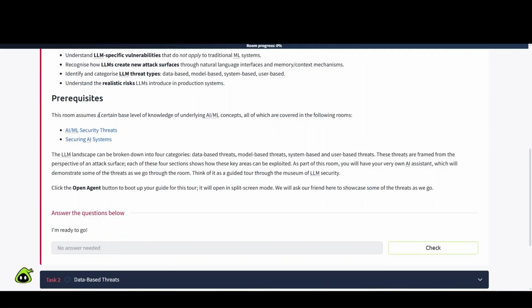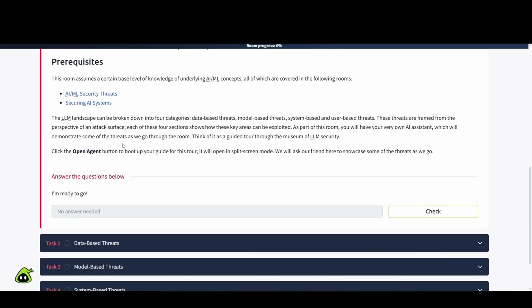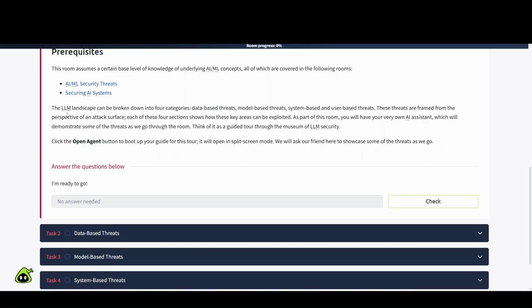Prerequisites. This room assumes a certain level of knowledge of underlying AI/ML concepts, all of which are covered in the following rooms: AI/ML security threats and securing AI systems. So check out my channel for videos related to those rooms. The LLM landscape can be broken down into 4 categories: data-based threats, model-based threats, system-based threats, and user-based threats. These threats are framed from the perspective of an attack surface. Each of these 4 sections shows how these key areas can be exploited.